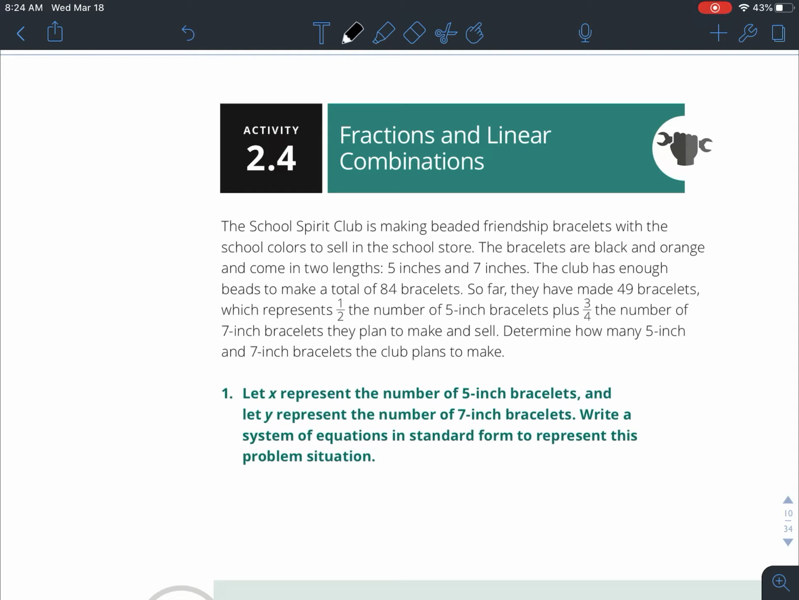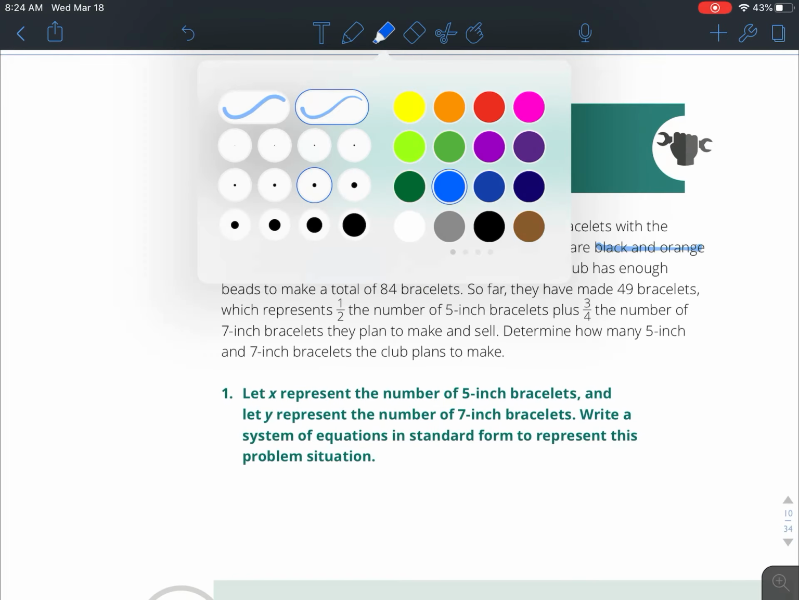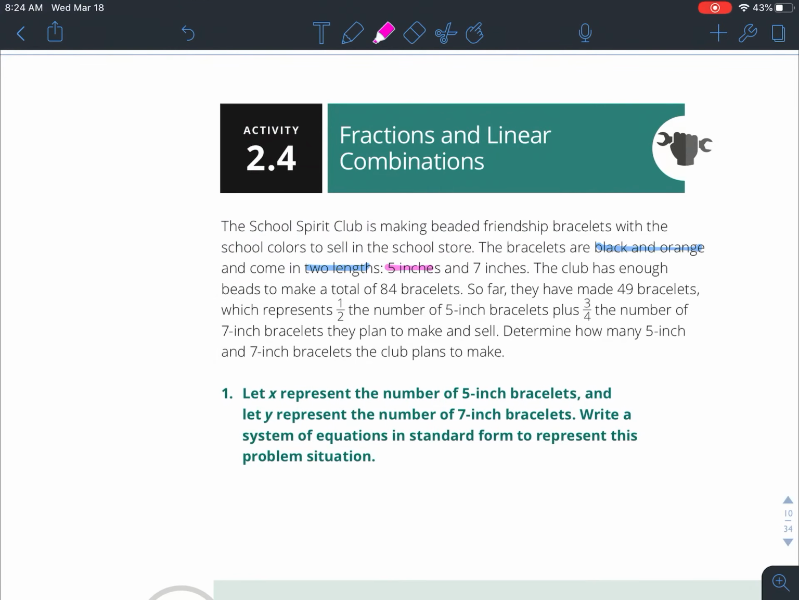The School Spirit Club is making beaded friendship bracelets with the school colors to sell in the school store. The bracelets are black and orange and come in 2 lengths. So, black and orange, 2 lengths, and I'm going to highlight these in different colors. So 5-inch length and 7 inches. The club has enough beads to make a total of 84, so I'm going to put that back in blue. 84 overall bracelets.